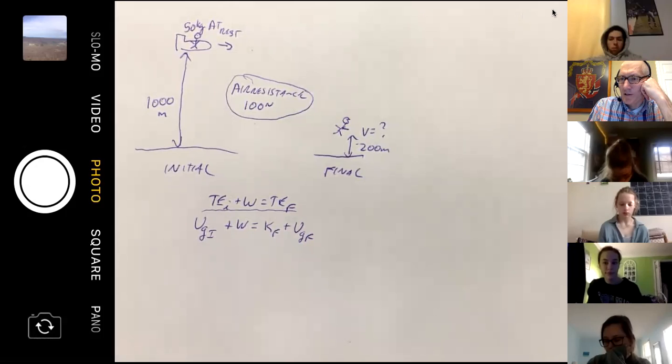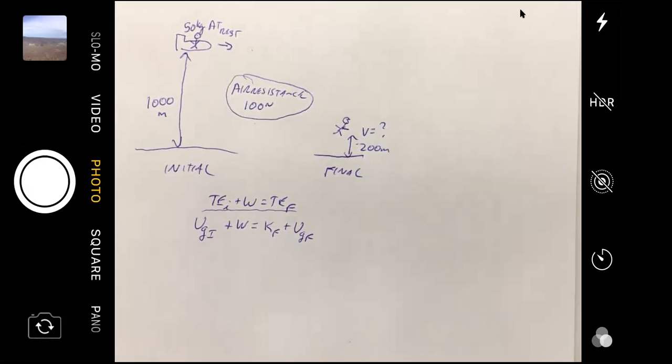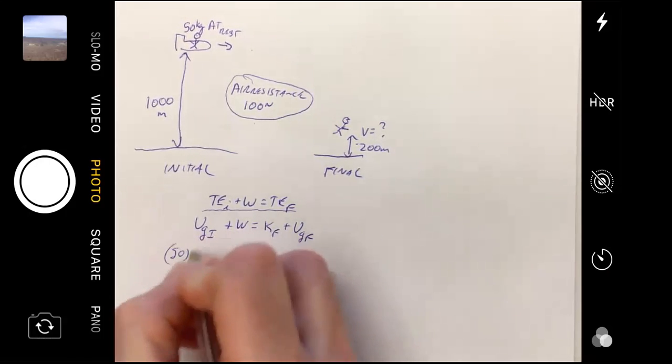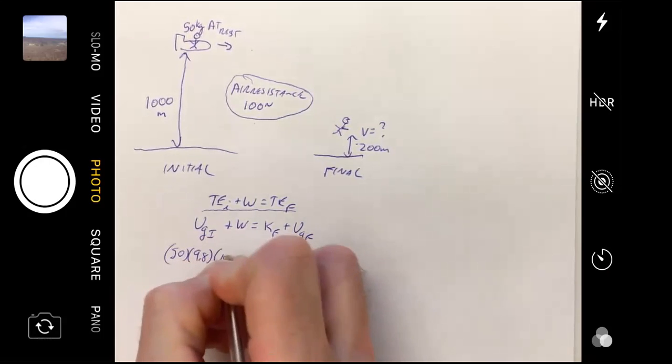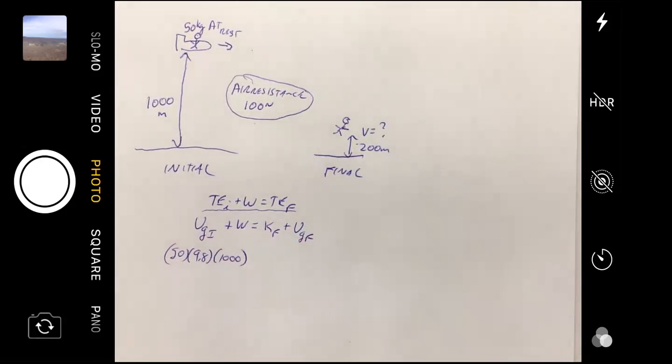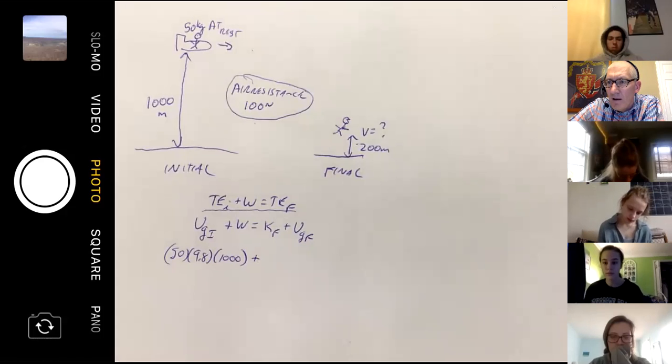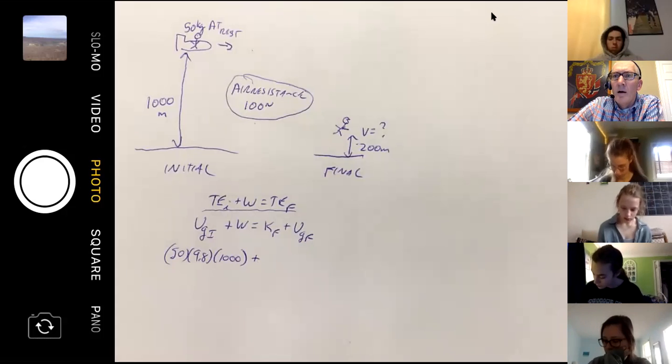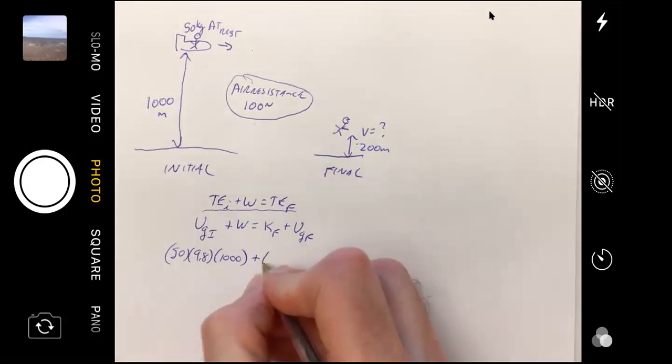Let's go over here and look at Kate Schwab. Kate, do you mind filling these in with some numbers? What would we put for the UG, the potential at the beginning? 50 times 9.8 times 1,000. All right, that looks pretty good. And then give us what you think the work term would look like there. I'm not really sure on this one, but I said plus a negative 100 because I don't know where else the air resistance goes, but I don't know if that's right.